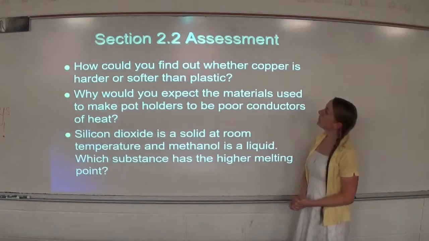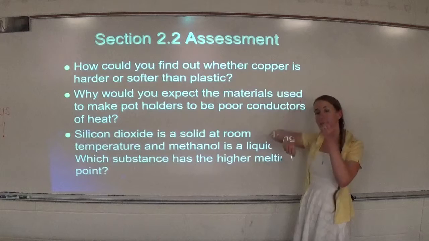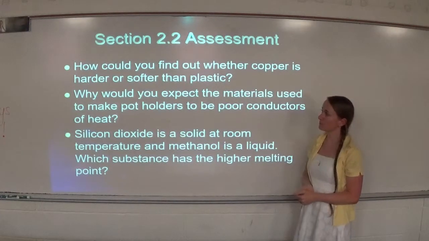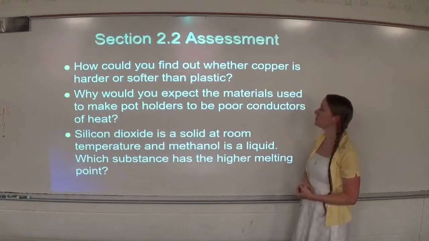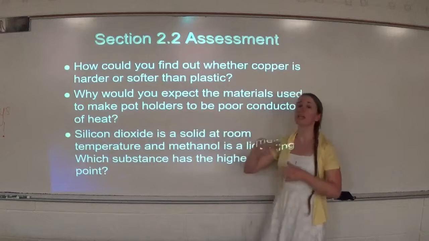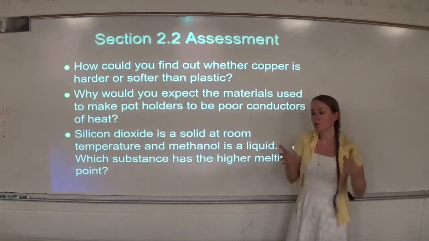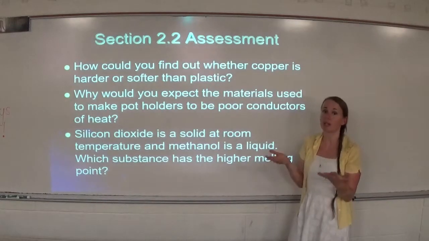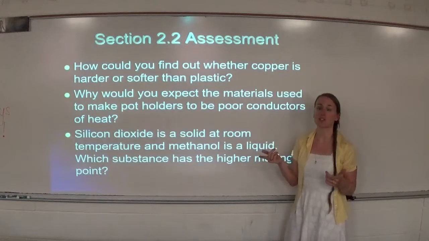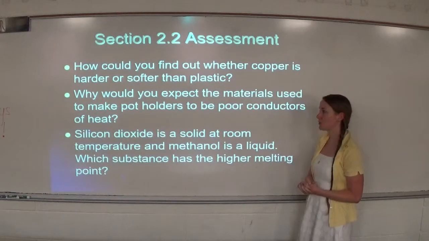How could you find out whether copper is harder or softer than plastic? We use the scratch test. You scratch them against each other, and the one that's damaged is the softer of the two. Why would you expect the materials used to make pot holders to be poor conductors of heat? Well, pot holders are there to keep you from getting burned. So if you use a conductor as a pot holder, it's going to transfer the heat directly to your hand. So we know pot holders should be poor conductors so that you don't get burned. We want it to not allow the heat to pass through.